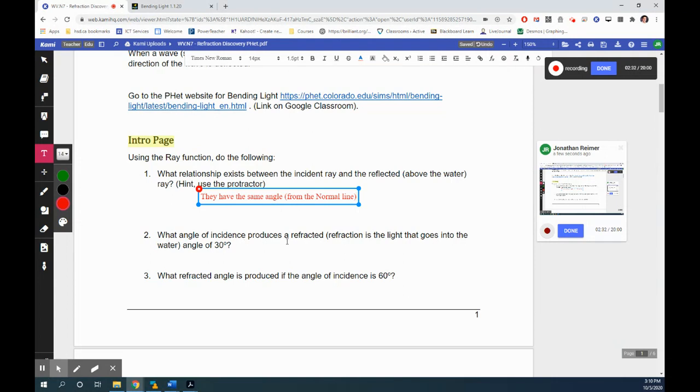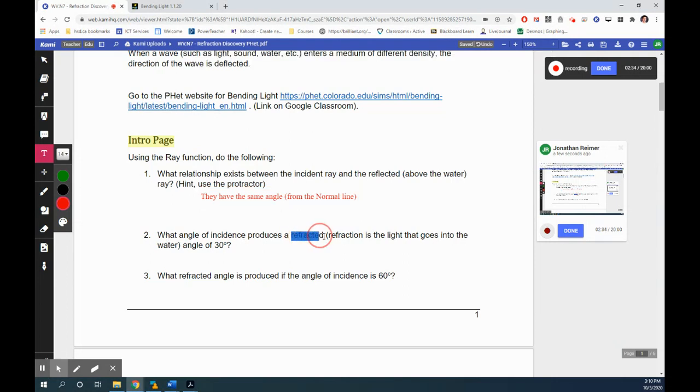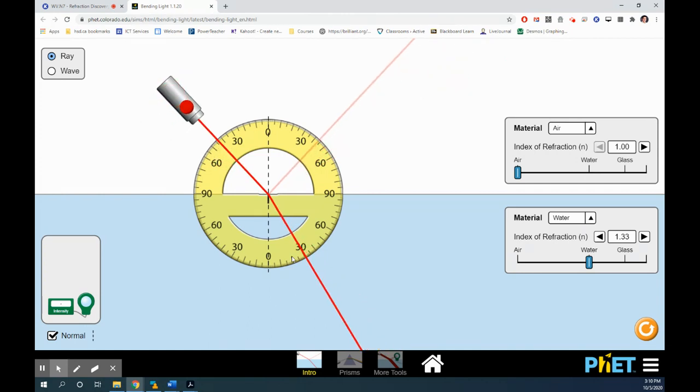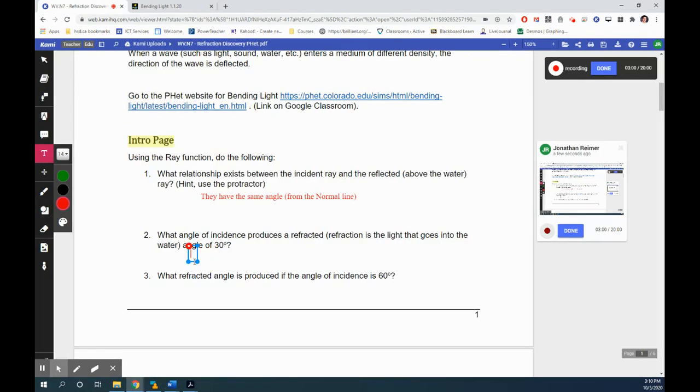What angle of incidence produces a refracted angle of 30 degrees? Now we're talking about refraction. Refraction is the light that goes into the water. And so we can do this. If I just drag this and I look for 30 degrees, I'm looking down here for 30. Okay, as you can see right here, there's 30 degrees, nailed it. What angle of incidence? Remember, incidence is going in from the laser. Well, to me, this looks something like, I don't know, 43 or 44. Let's do 43. And so I'll just write 43 degrees.